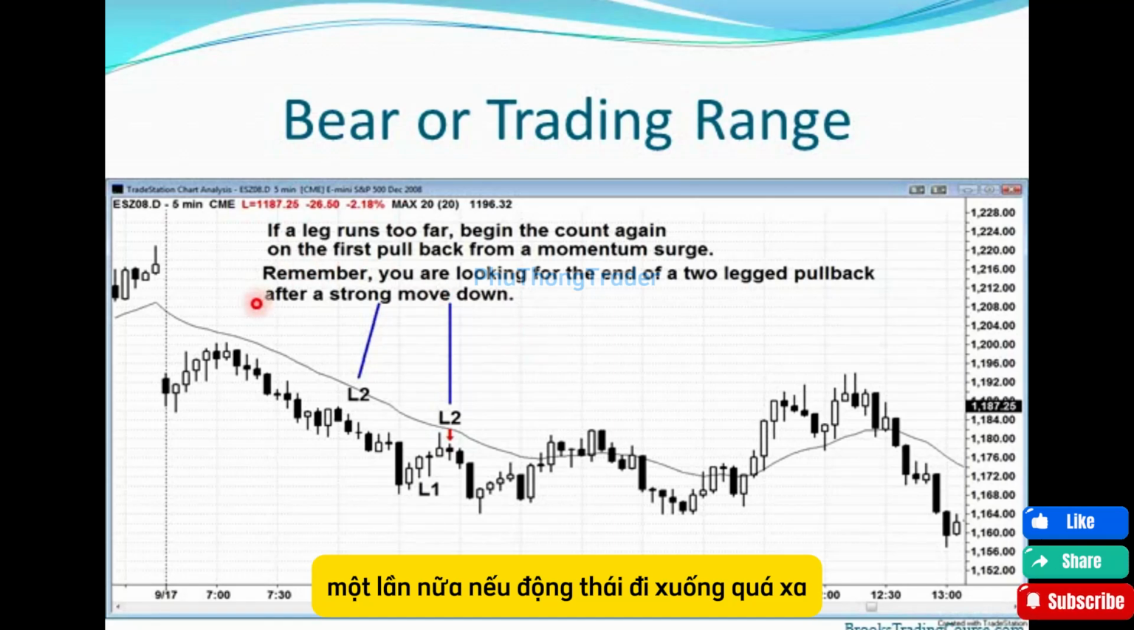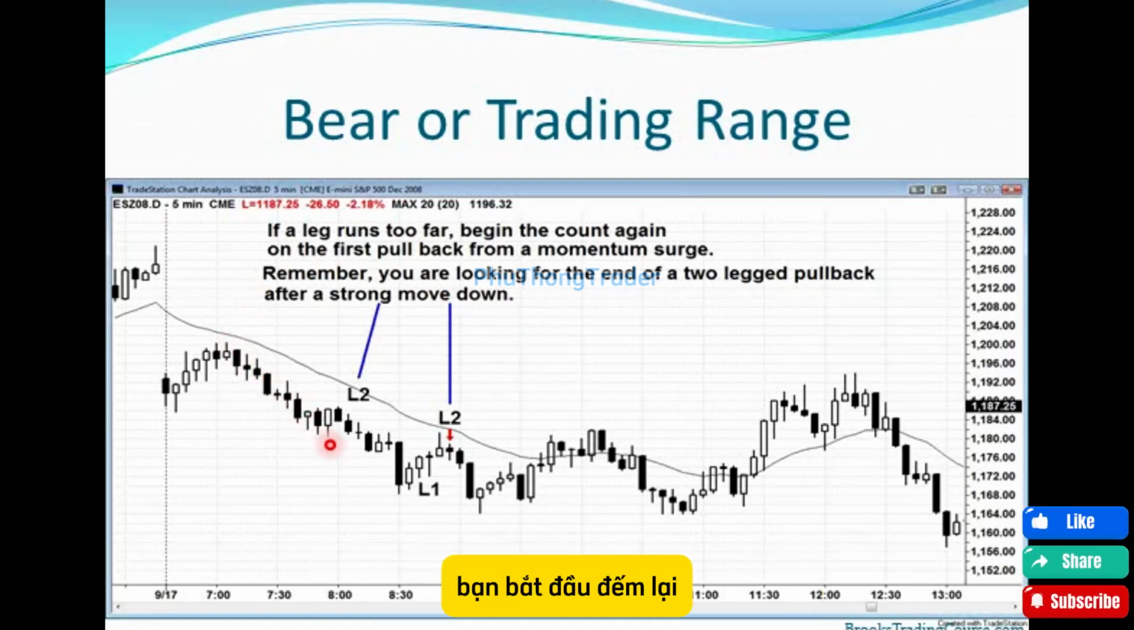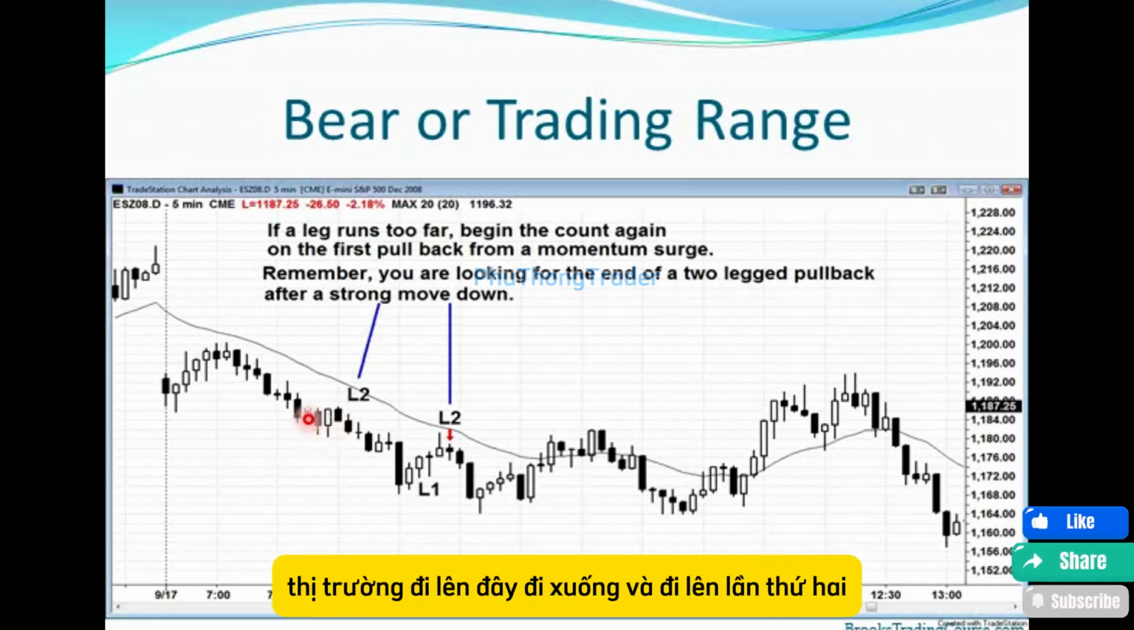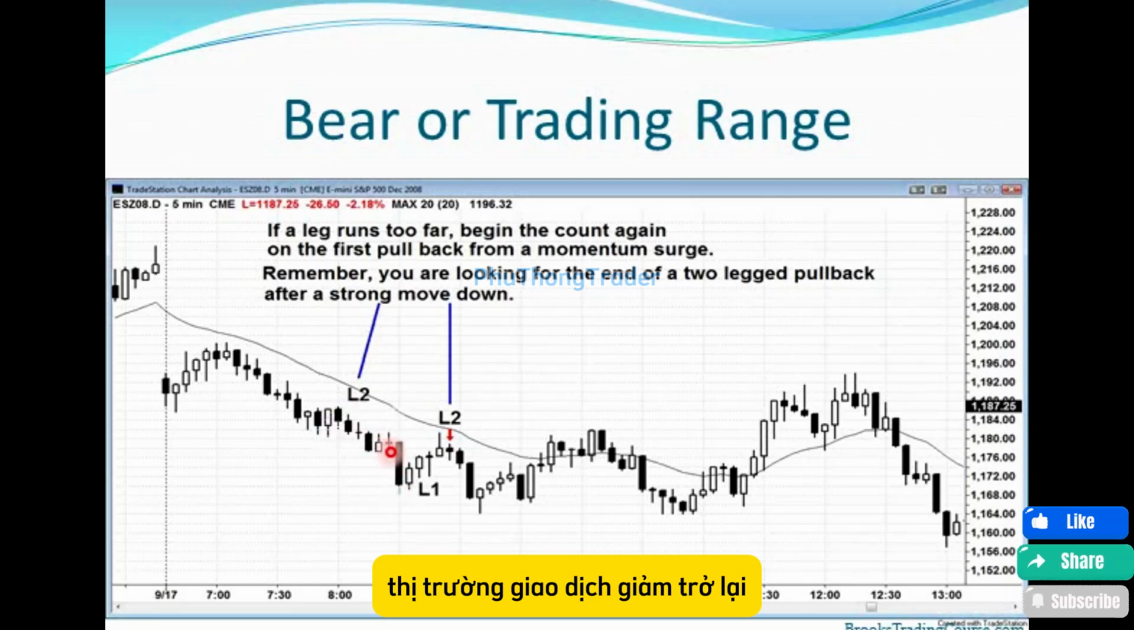Again, if the move goes down too far, you start the count over again. You can call this a low 1 because of this pullback. You could also call it a low 2. The market went up here, down, and up a second time. The market traded down again, broke to the downside again. So at this point, I would start the count over again.